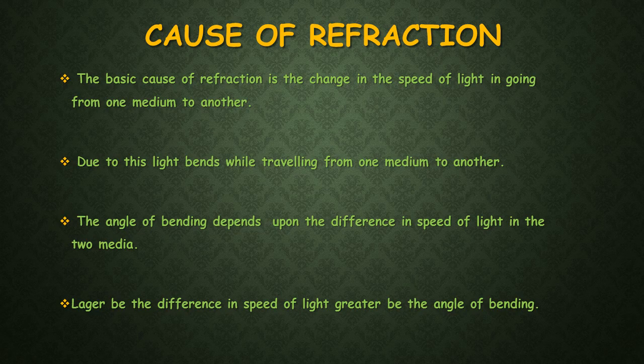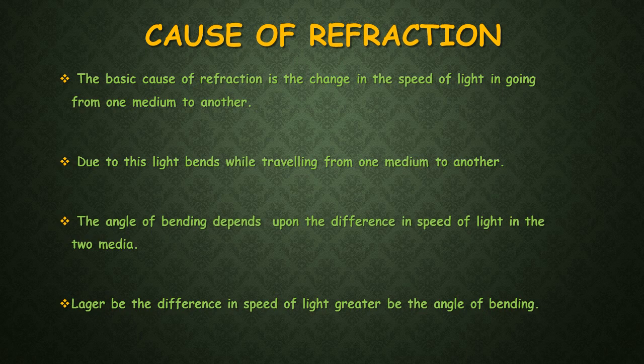Here the question arises, what is the cause of refraction? The basic cause of refraction is the change in the speed of light in going from one medium to another. For example, when a ray of light traveling in air enters into glass, the speed of light decreases. Therefore, bending of light or refraction of light occurs at the interface of air and glass.